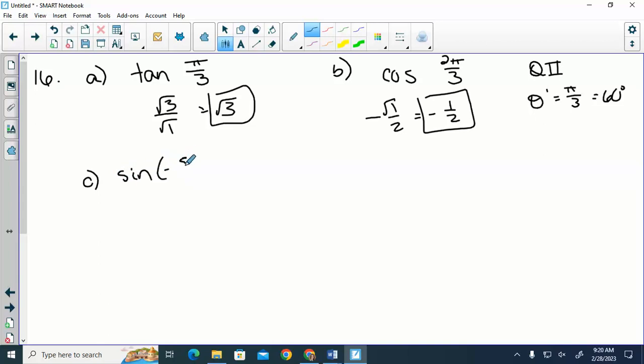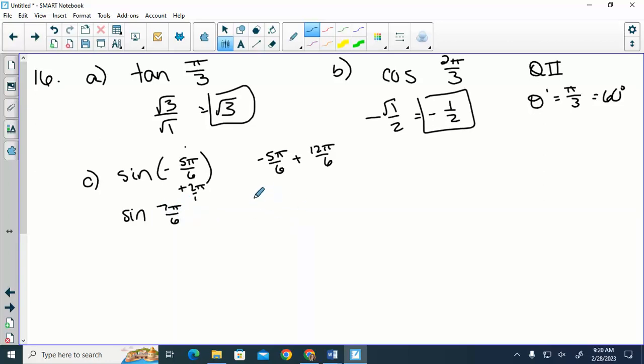Sine of negative 5 pi over 6. So anytime we have a negative, if we're in degrees, we add 360. If we're in radians, we add 2 pi. Okay, that's like 2 over 1. So that would be like 12 over 6. So negative 5 plus 12 is 7 pi over 6.